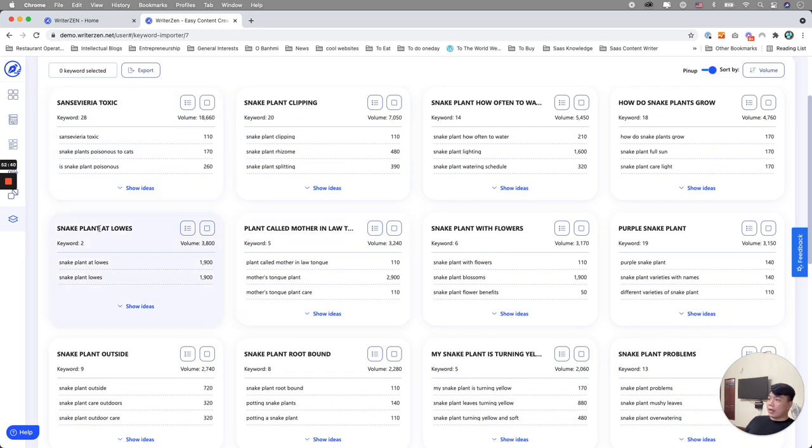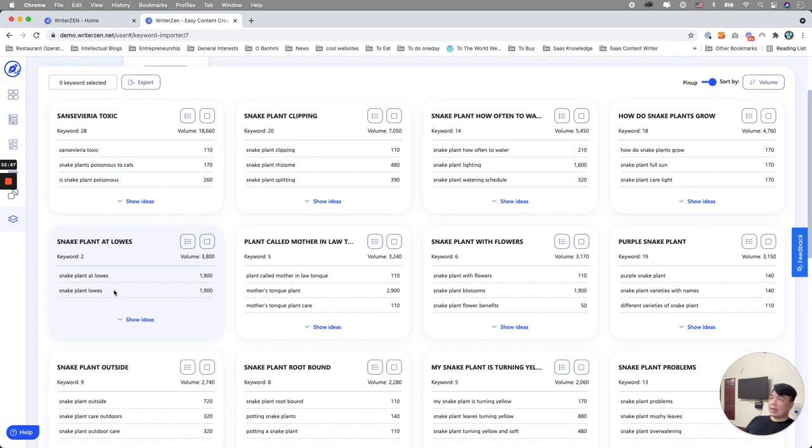Let's say we have this snake plant at low. Don't want that, you want to delete it out. So you can actually just highlight and take that out in the export list, right? And then you can look for keyword. First of all, this is to filter by volume.